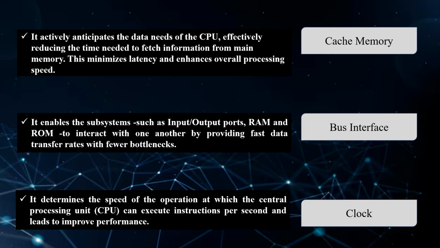Cache memory is a small amount of high-speed memory that stores frequently used data, so the CPU doesn't have to wait for the slower RAM. The bus interface is the communication bridge. It moves data between the CPU and other components like the RAM and input-output ports. The system clock synchronizes everything. It sends out pulses. The faster the clock, the more instructions the CPU can process per second.